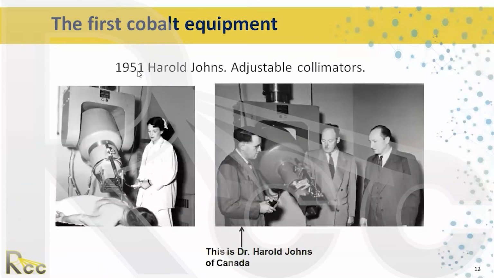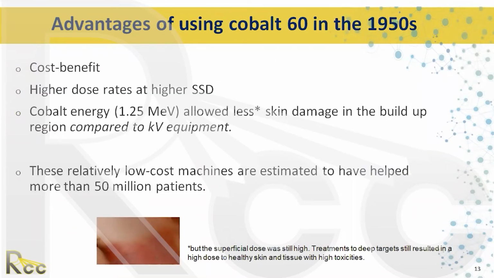Finally, in the 1950s, Harold Johns from Canada was able to encapsulate a cobalt source and put it into a treatment machine, focus the beam with lead collimators. The advantage of using cobalt over orthovoltage radiation was that you had higher dose rates at a further distance from the patient. It was important to get further away from the patient, 80 centimeters. The early cobalt machines were actually 50 centimeters, and then they progressed to 80 centimeters, and then finally 100 centimeters. But it's important to move the source away from the patient because that improves the depth dose of the beam. So higher dose rates at higher source to skin distances.